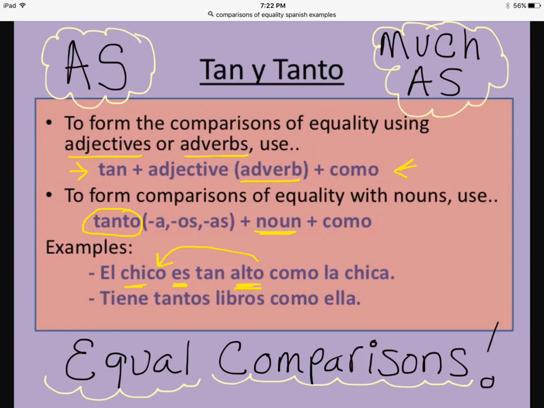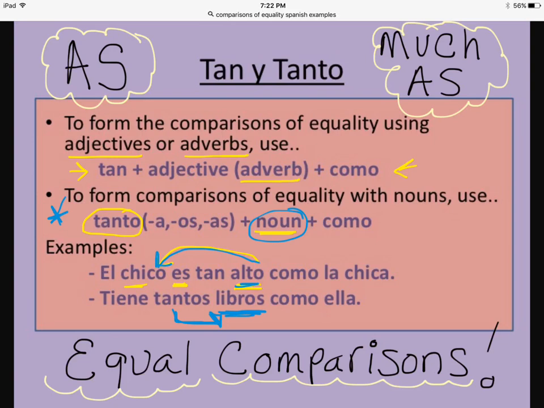He has as many books as she has. Now they're talking about nouns. So when you're dealing with a noun, let me switch a color here. When you're dealing with nouns, so here's your noun, you're going to have to pick the form of tanto to match the noun that follows it. So when you're doing an adjective up here, it has to match the noun.